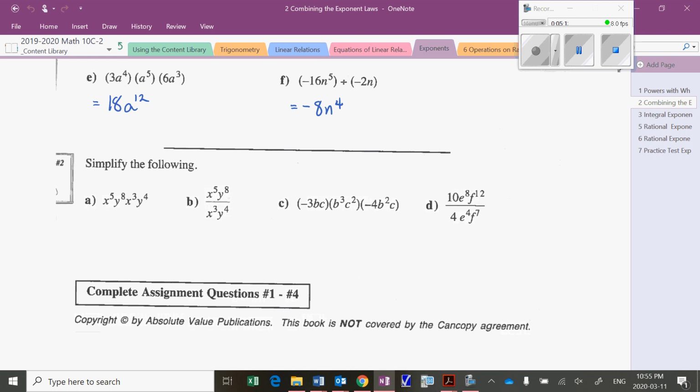Negative 16 divided by negative 2. Oh, and I just realized we've made a mistake here, or I've made a mistake. That should be positive 8. And n to the 5th divided by n, or n to the 1, is simply n to the 4th.